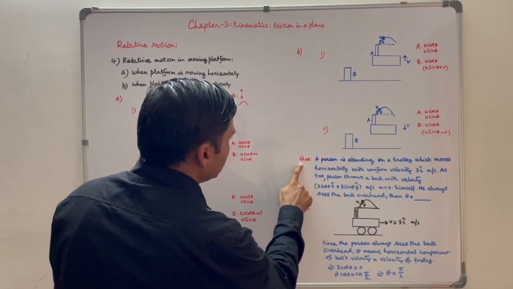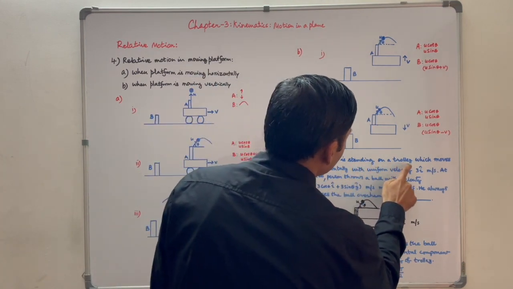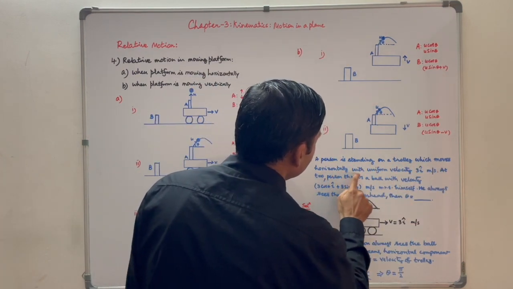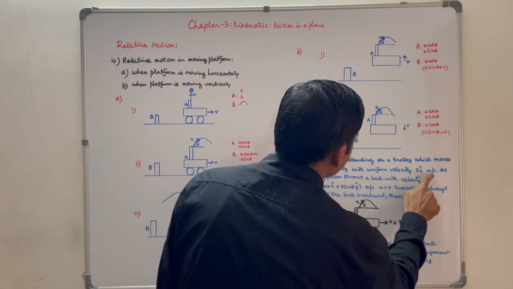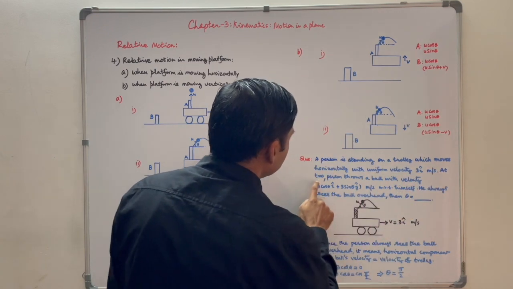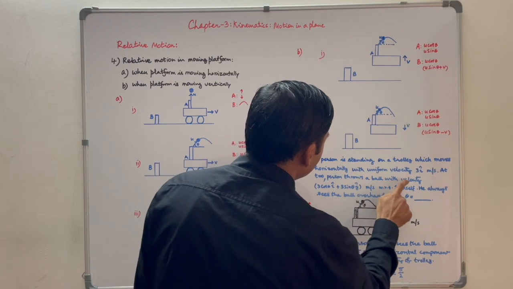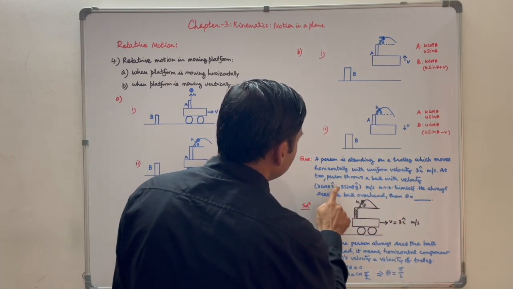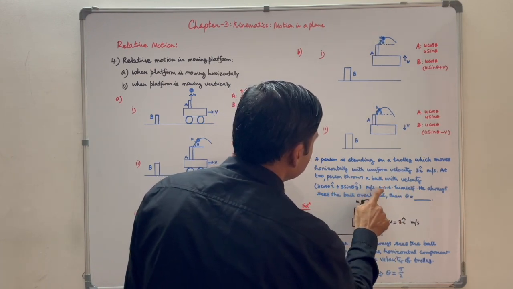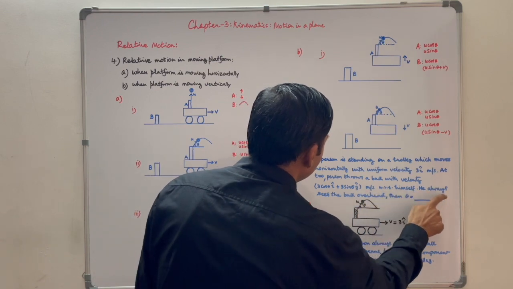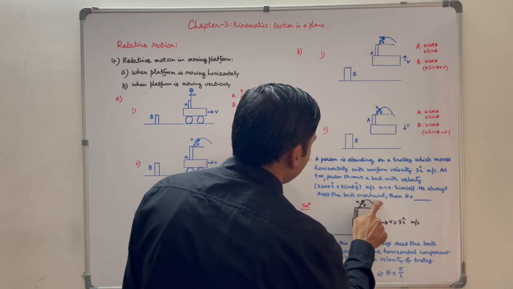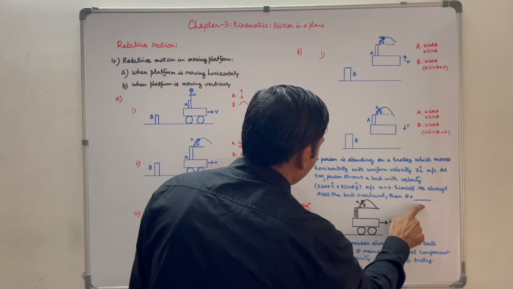Let us see this question. A person is standing on a trolley which moves horizontally with uniform velocity 3i meters per second. At t equal to 0, the person throws a ball with velocity 3 cos theta i plus 3 sin theta j meters per second with respect to himself. He always sees the ball overhead. Then theta is equal to what?